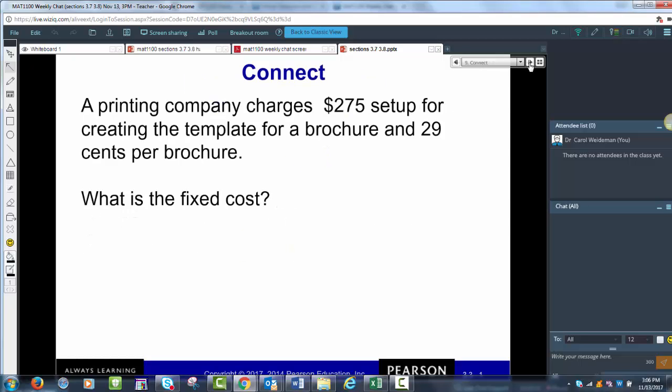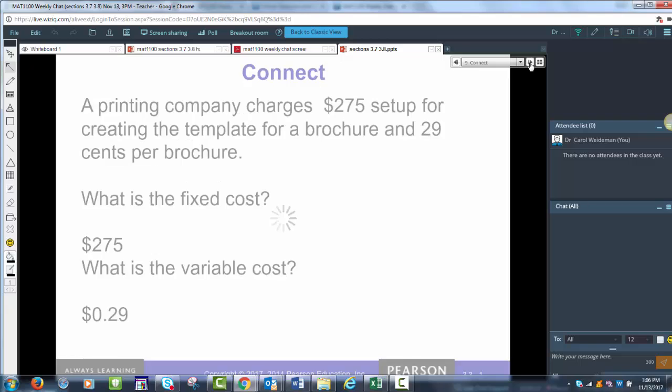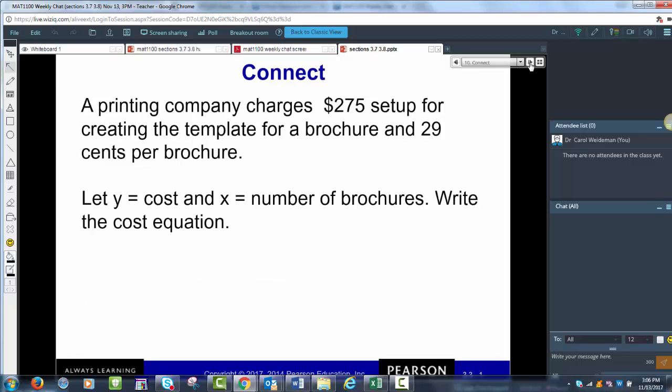All right, let's look at a connection here where we do a context problem. A printing company charges $275 setup for creating the template for a brochure, and then 29 cents per brochure. What's the fixed cost? The fixed cost means independent of the number of items produced. So in this case, the fixed cost is $275. The variable cost is the 29 cents per brochure. So now we can put that information together and write an equation called the cost equation.